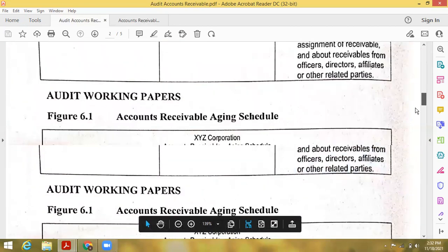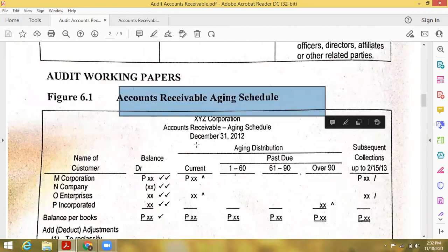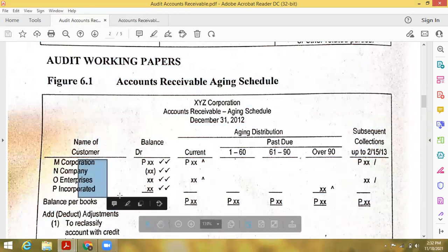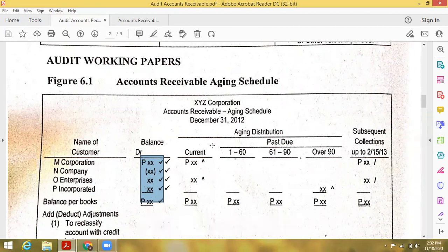Here is the aging, schedule of aging. Nakita nyo dyan, ito yung mga name ng customers, ito yung balance niya. Kailan na ba siya nautang? Kaya siya aging. Pag sinabi natin na aging, ilan na ba yung edad ng receivable? Pwedeng 1 to 60 days, 61 to 90 days, or over 90 days na siya.